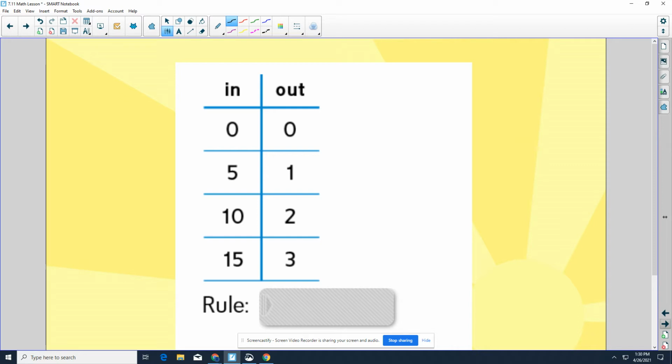So I know I'm either subtracting or I am dividing. So let's see, 5 minus 1 would be subtract 4. If I did division, it'd be divide by 5. Let's see which one would work for the next. 10 subtract 4 would be 6. 10 divided by 5 would be 2. So it looks like the divided by 5 rule works. So 15 divided by 5 is 3.